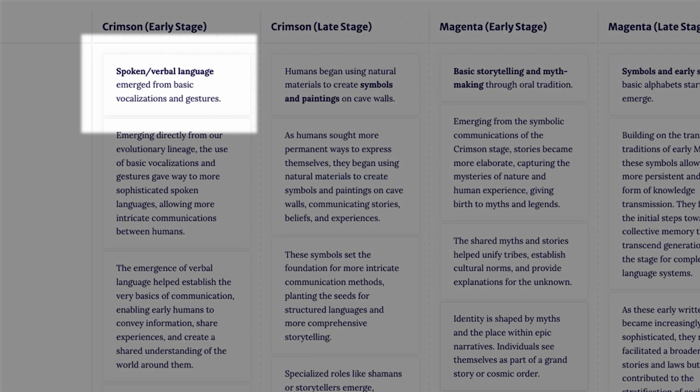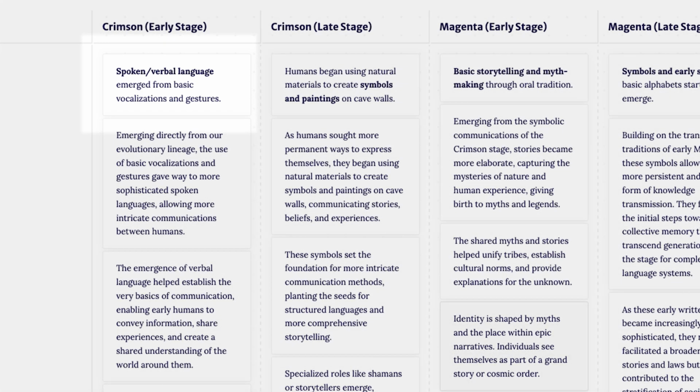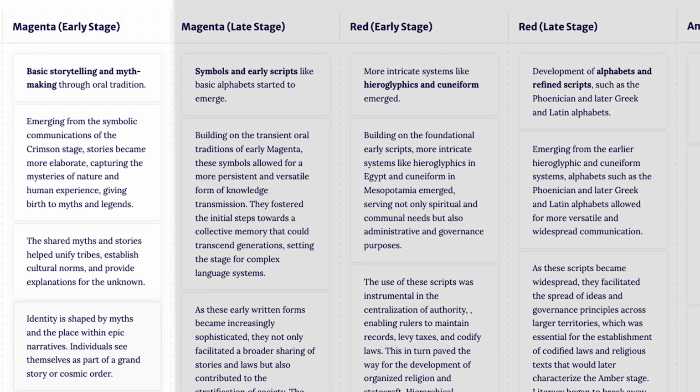So we see, for example, how the innovation of spoken language, which first emerged in the Crimson stage, actually allowed magenta to emerge.